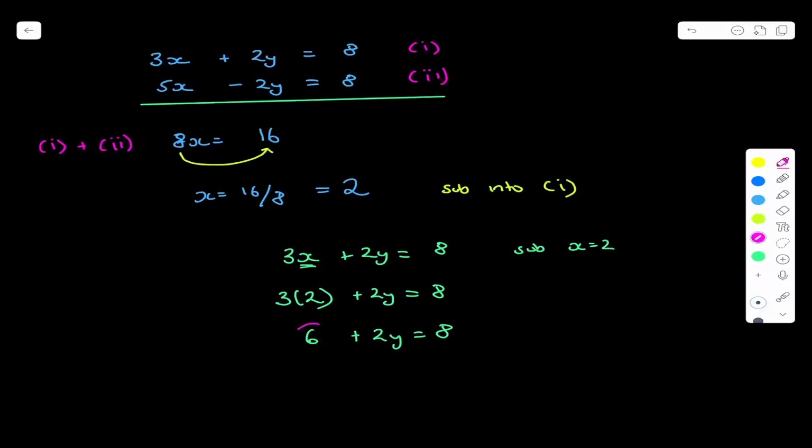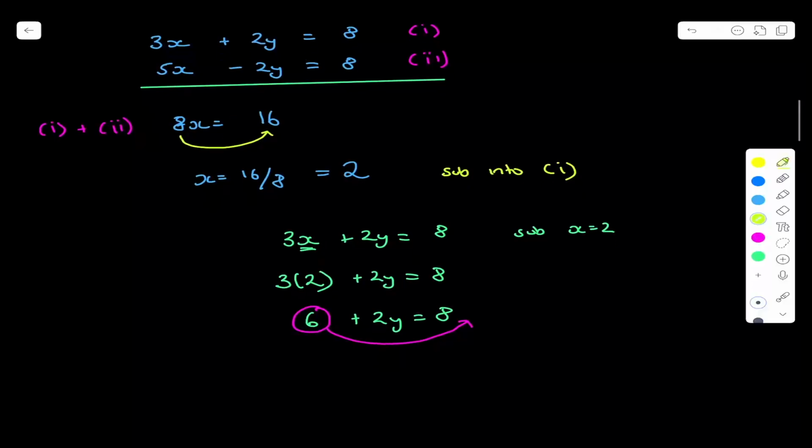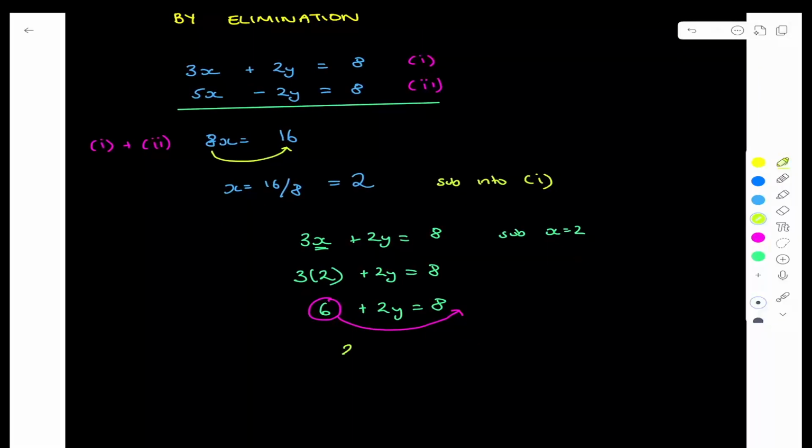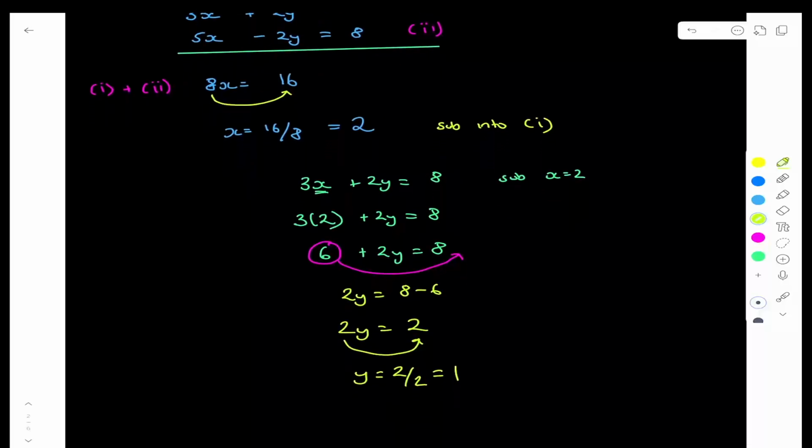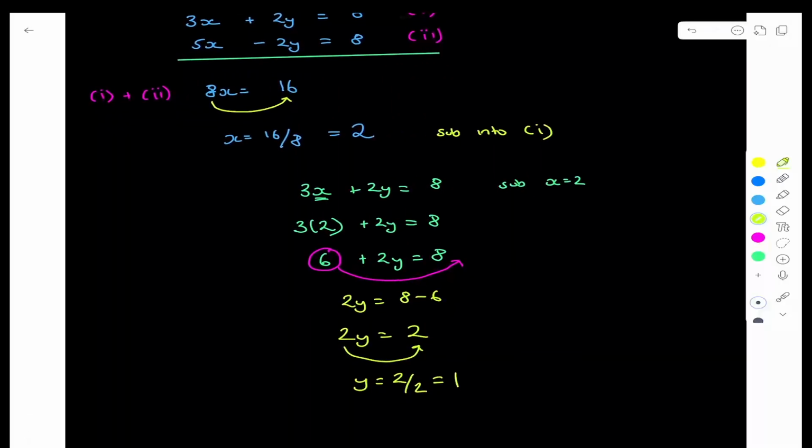Now what we're going to do is get rid of this 6 by moving it across. It's a positive on the left, so when you move it across, it becomes a negative. So you have 2y equals 8 take 6, which is 2, and then you're bringing that 2 across. Y would be 2 divided by 2, which is 1. Beautiful, nice and easy. And we could write it in coordinate form. So it should be 2, 1.